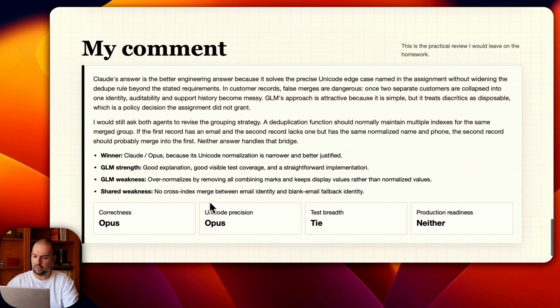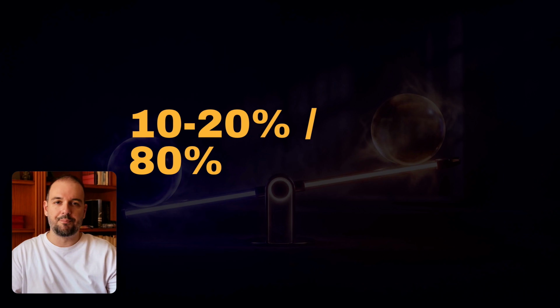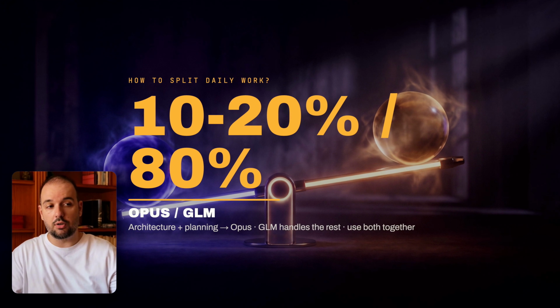What did both of them do? No cross-index merge. They couldn't match the email with the names. They had trouble there. That's in this inference. Now we'll move on to the other project. But before we do, I want to say something.